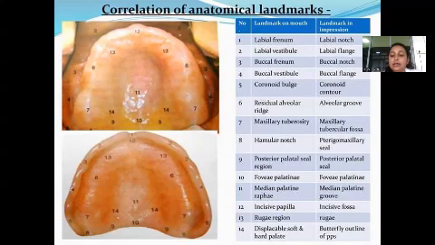The landmarks in the mouth are different from the landmarks of the impression. We state the landmark of the mouth, labial frenum, as labial frenum in the mouth, and in the impression we call it the labial notch. Same like that, for labial vestibule, it is labial flange. Buccal frenum, it is buccal notch. Buccal vestibule, it is buccal flange. Coronoid bulge, it is coronoid contour. Residual alveolar groove, maxillary tuberosity, it is maxillary tuberosity.